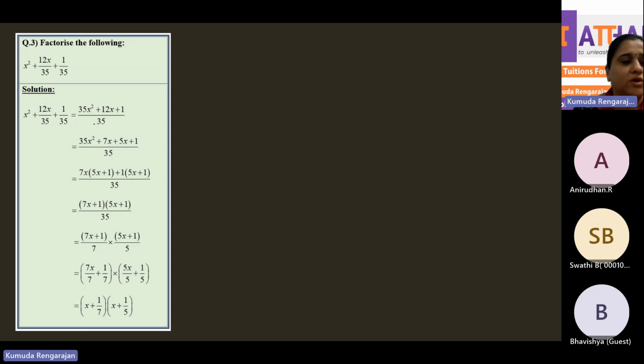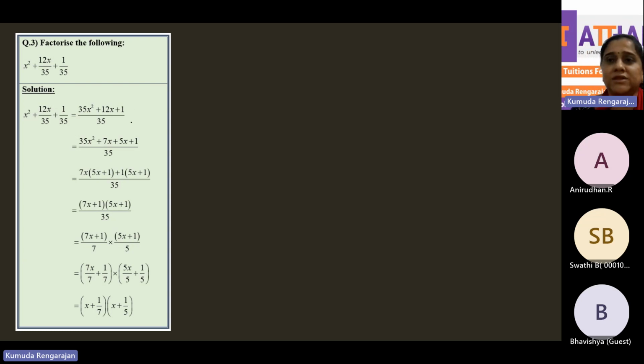So 35 is the common denominator. So this is 1. So it is 1 into 35 is 35. So that into 35 here. So 35x squared. Then plus 12x plus 1. Because here it's into 1, into 1, into 1, into 1. So 12x plus 1. So that's the first step. Common denominator is the first step. 35x squared plus 12x plus 1 by 35.